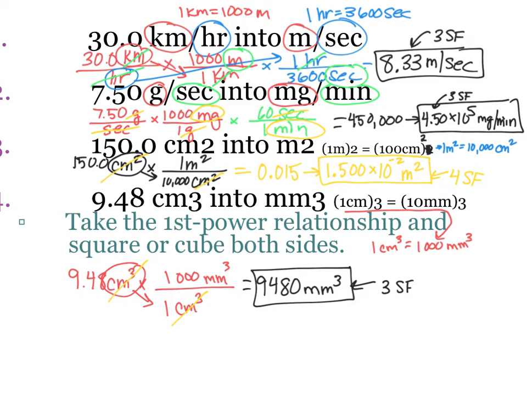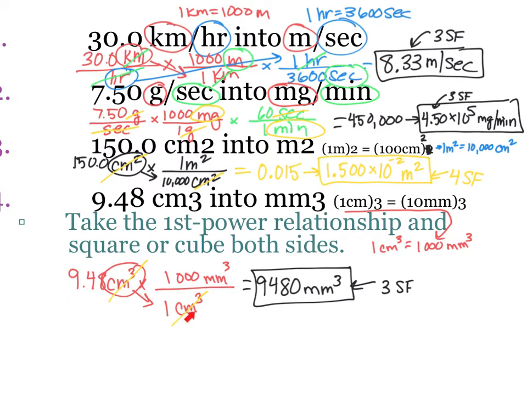And then my next one, I'm going from centimeters cubed to millimeters cubed. So I know 1 centimeter is the same thing as 10 millimeters. So I just cube both sides, and it comes out to be 1 centimeter cubed is the same thing as 1,000 millimeters cubed. So start with what's given to me in the problem.